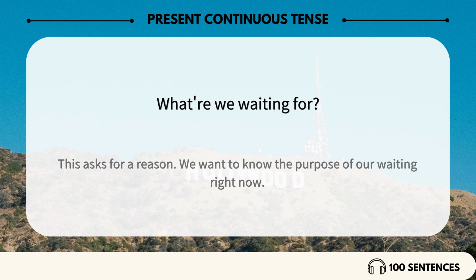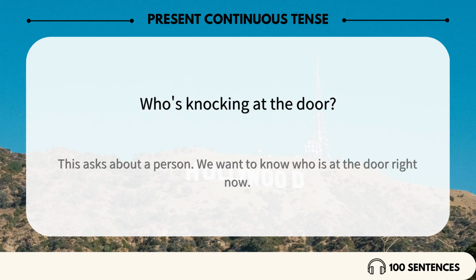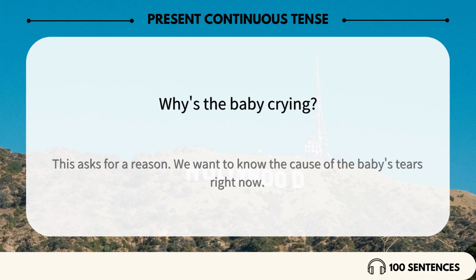What are we waiting for? This asks for a reason. We want to know the purpose of our waiting right now. Who's knocking at the door? This asks about a person. We want to know who is at the door right now. Why's the baby crying? This asks for a reason. We want to know the cause of the baby's tears right now.